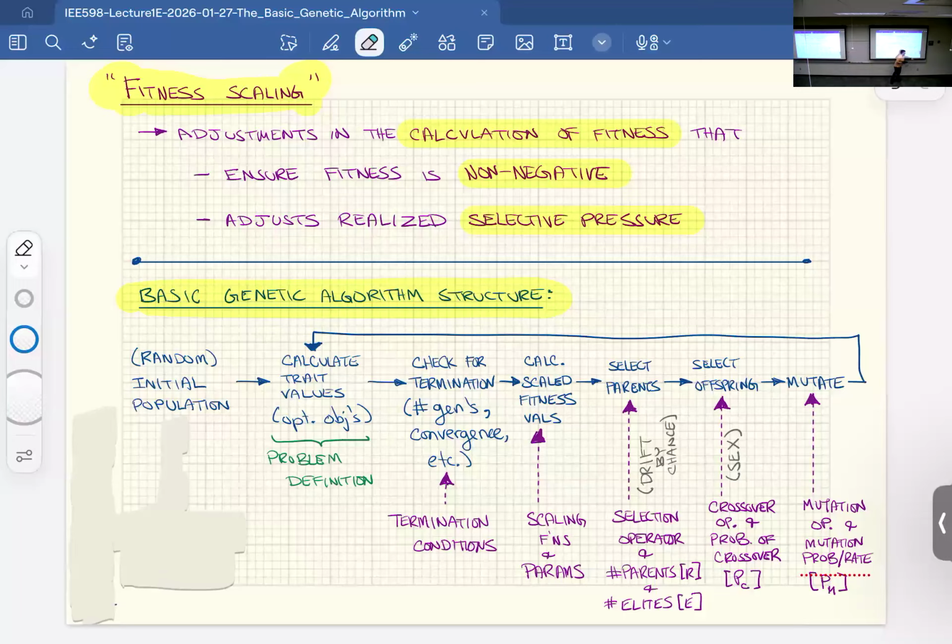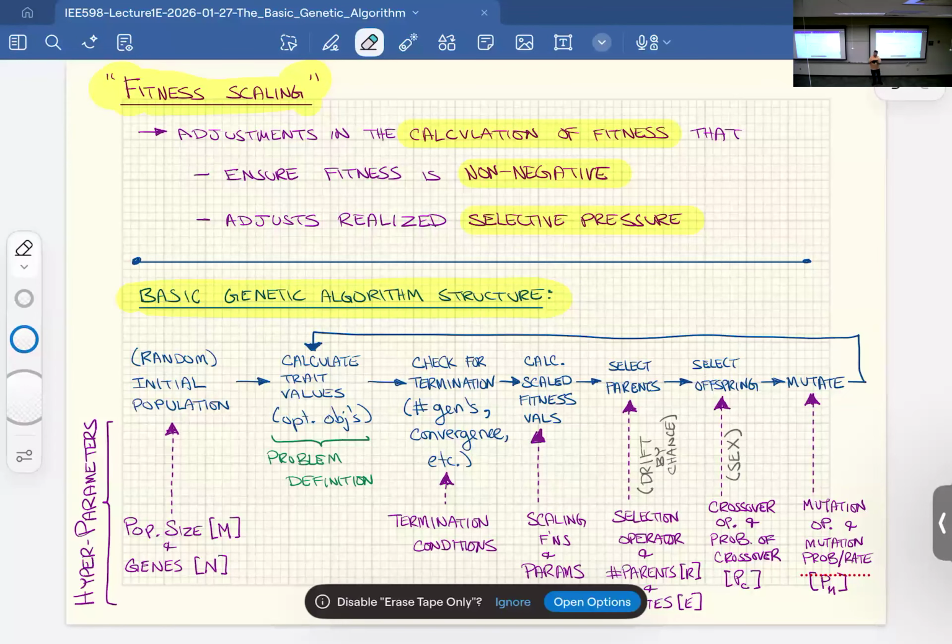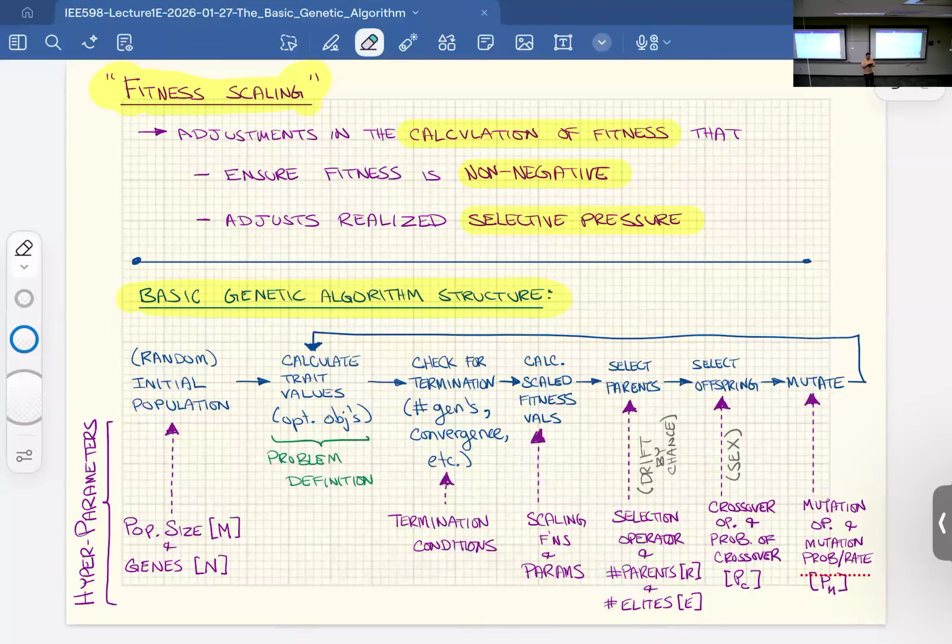And then mutation: we're going to have a parameter based on the mutation rate, and that's what mutates this new population. I also mentioned the initial population. Key parameters are the size of the population and the genetic architecture, or at least the number of genes. So all of these things across the bottom, the population size and all of these things here, are the hyperparameters of a genetic algorithm.